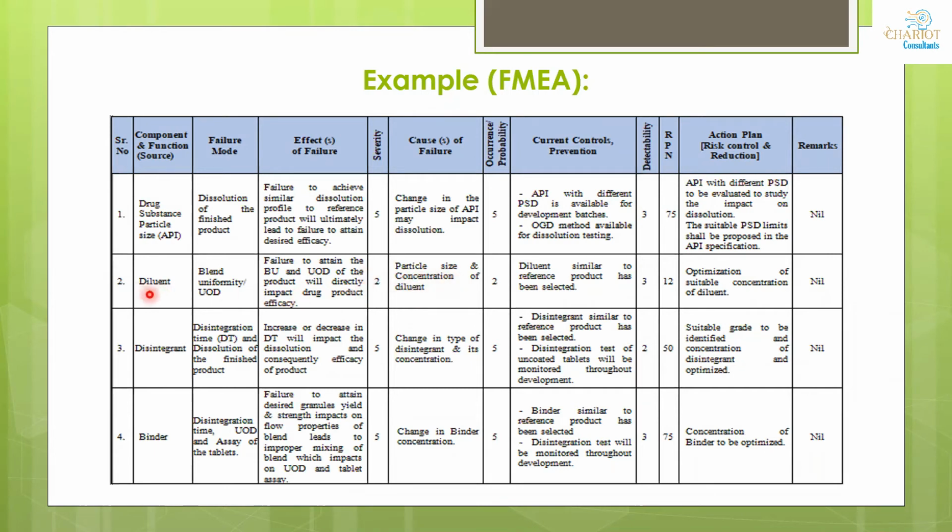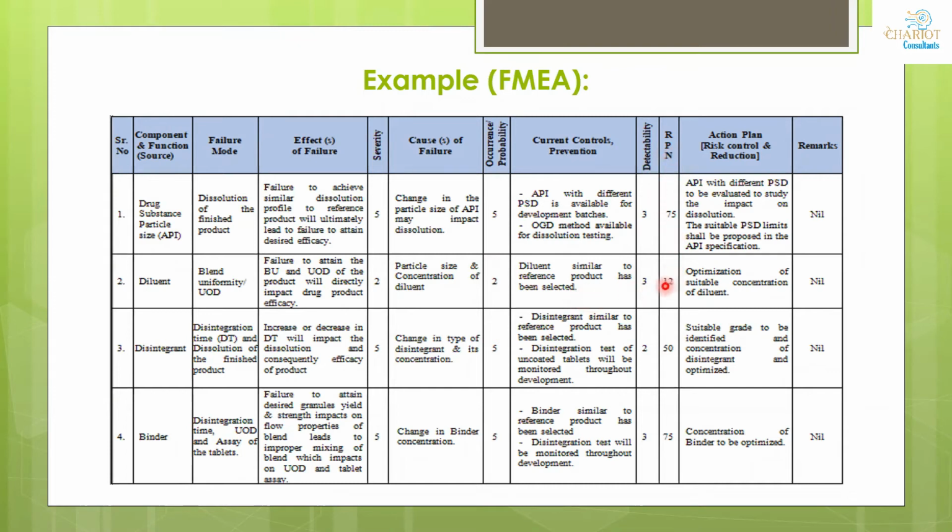So basically, when we talk about diluents, the severity will be less, because the diluent that you are using from a vendor, he is giving an excipient which has a uniform particle size, and they have controlled it from their specifications and their certificate of analysis. So the severity in that case will be very low, and also the occurrence will be very low, because you are getting the diluent from a vendor who has already been approved and who is supplying you the certificate of analysis. Detectability will also be 3, because you have your methods with you.